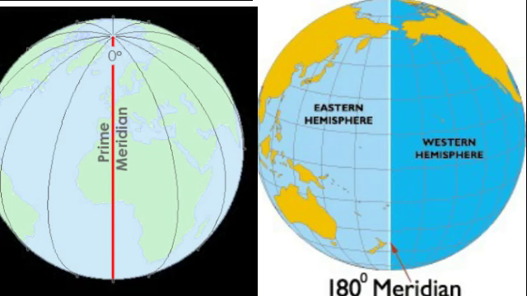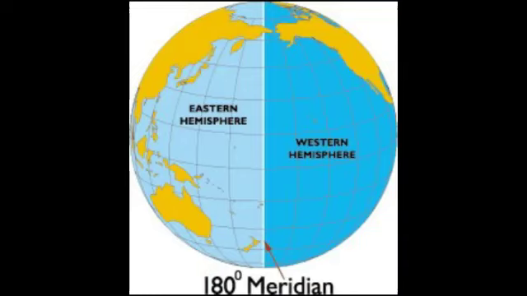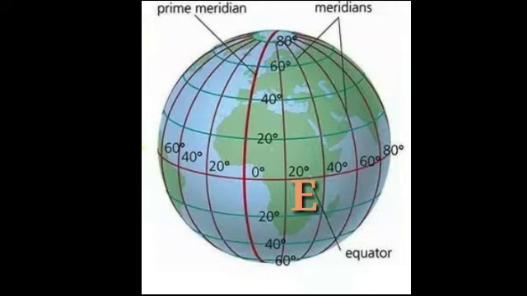The 0 degree and 180 degree meridians lie opposite on the globe, forming a circle. This circle divides the earth into the eastern and western hemispheres. All meridians are equal in size. Meridians in the eastern hemisphere are labeled as 10 degree east, 25 degree east, 135 degree east, etc. While in the western hemisphere, they are labeled as 10 degree west, 25 degree west, 135 degree west, etc.